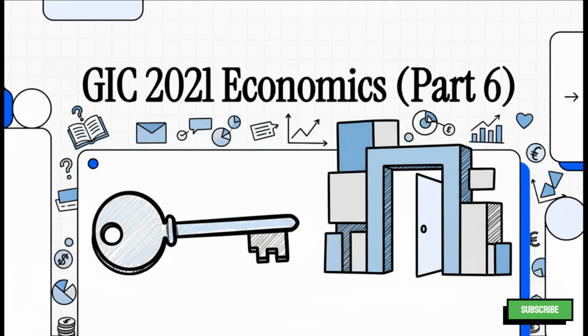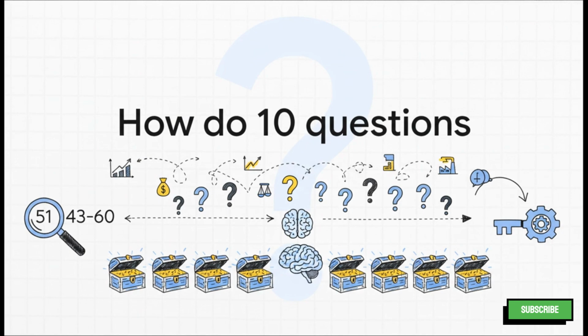We're diving back into our GIC Solutions series. And we're not just here to check boxes and find answers. We're going to use these questions as a key to unlock some really big ideas in economics. So how can just 10 multiple-choice questions tell us so much about how economists see the world? Well, that's exactly what we're about to find out.